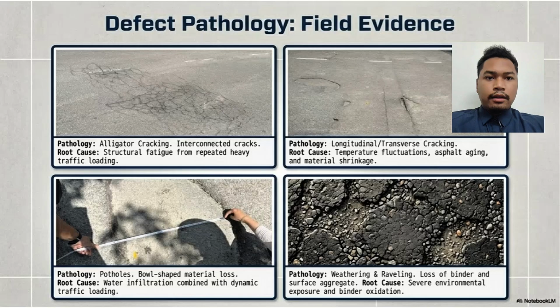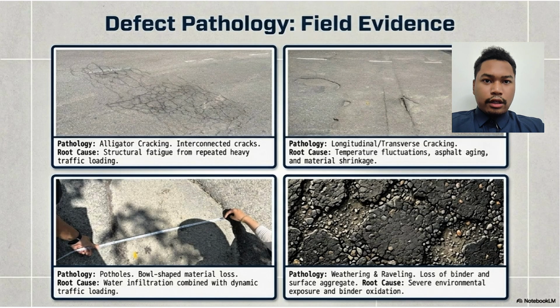Assalamualaikum, my name is Muhammad Ashraf bin Amaran. My matric number is CF250145. Moving on to defect pathology, here is the actual field evidence from our site inspection. We identified four primary types of pavement distress. First is alligator cracking, the interconnected cracks caused by structural fatigue from heavy traffic loading.